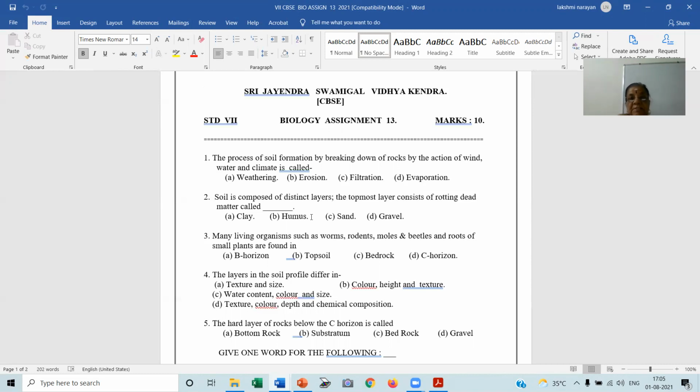Then question 3. Many living organisms such as worms, rodents, moles and beetles and roots of small plants are found in, what is it? B horizon, topsoil, bedrock and C horizon. What should be the answer? It should be topsoil. Okay. Then question 4.